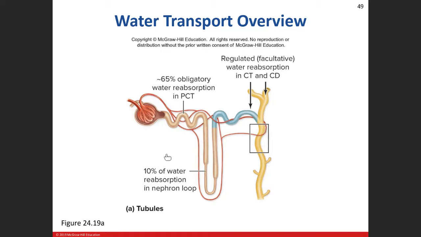Instead of having 25% like sodium has in the nephron loop, we're only seeing about 10% of water resorption in the nephron loop. Part of that is certain parts of this loop are impermeable to water, so it doesn't have as much ease in passing through. But when we get to the distal portion of our nephron, we'll start to regulate water resorption depending on the circumstances, what hormones are being produced, what the body's needs are, and whatnot.